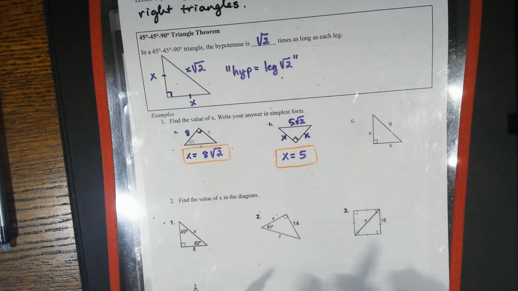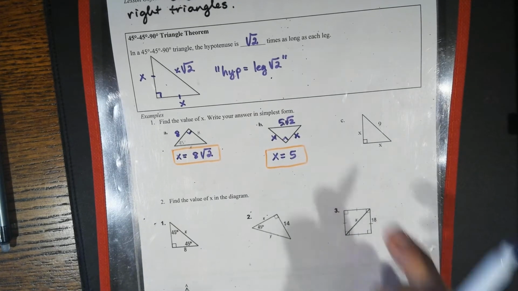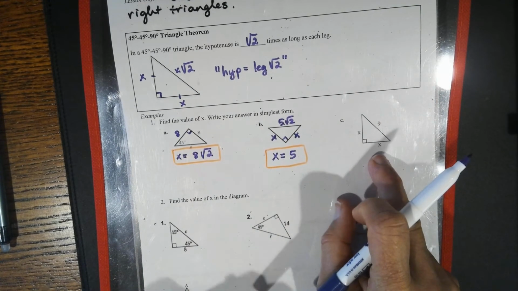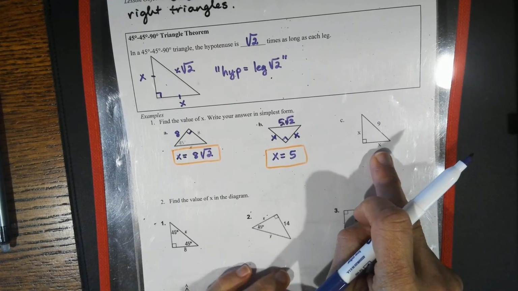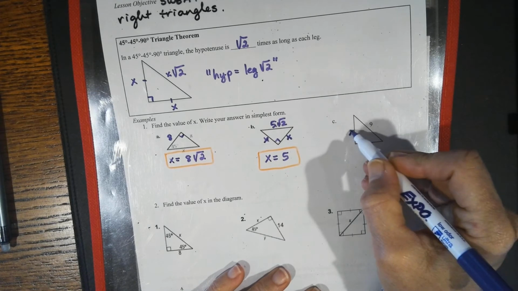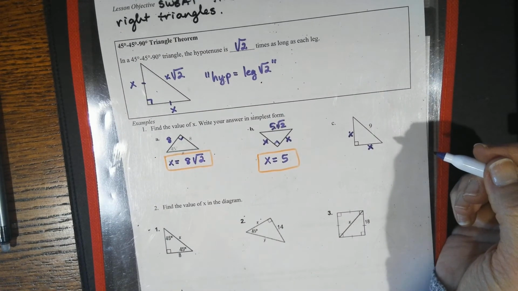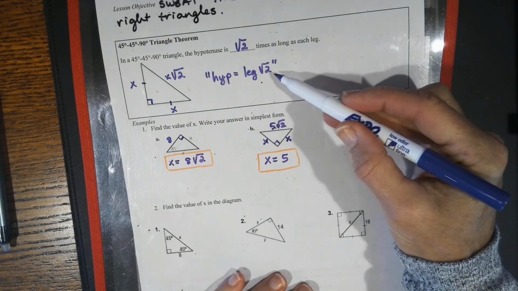As always, if you have a question, or if I go too fast, please raise your hand, or unmute yourself. Now, when I get to C over here, this example is slightly different because I'm looking for the legs, but this hypotenuse does not have a root 2 in it. Okay? So I'm going to look back over here.